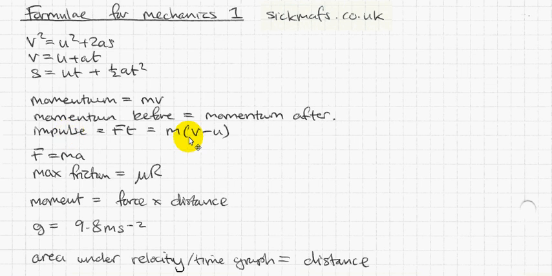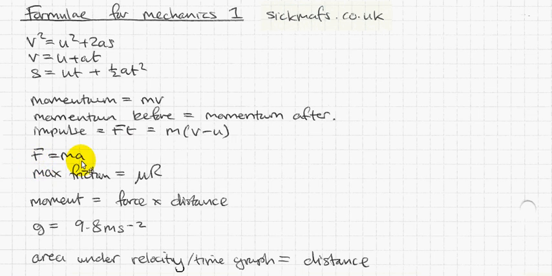Impulse, also related to momentum, can be calculated in two different ways. Force times time, where the force is applied to a particle for a certain amount of time, which equals the change in momentum basically. So mv minus mu, so m bracket v minus u, yeah, that's what I just said, didn't I? mv minus mu.